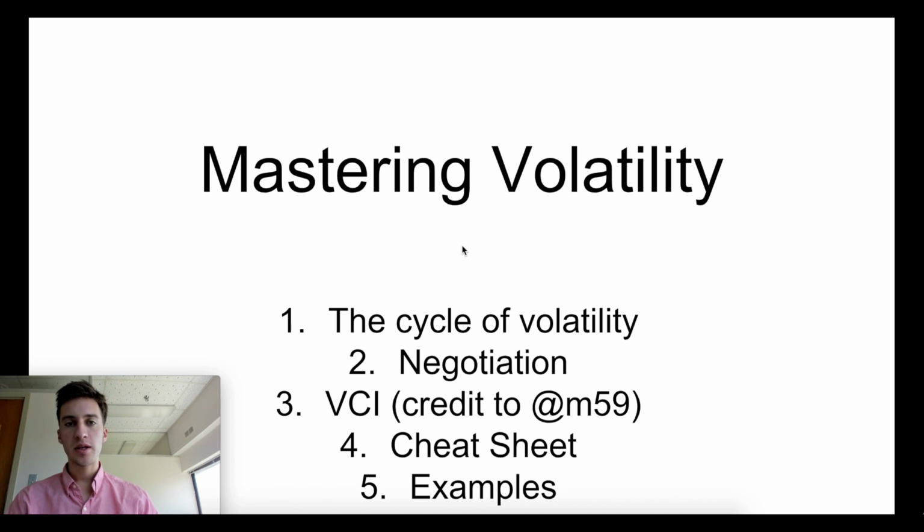In today's video, we're going to be going over mastering volatility. In the past, I've talked about the average true range, which is an indicator that looks at volatility. And I've also looked at when to trade low volatility, when to trade high volatility, different kinds of coins. But what we're going to be looking at today is one coin's cycle from low volatility to high volatility and back again. Also, I'd like to give credit to M59 on my Discord, as he is the one who created the indicator that we are going to be looking at today.